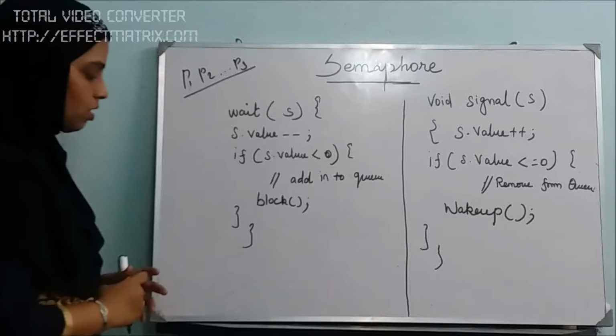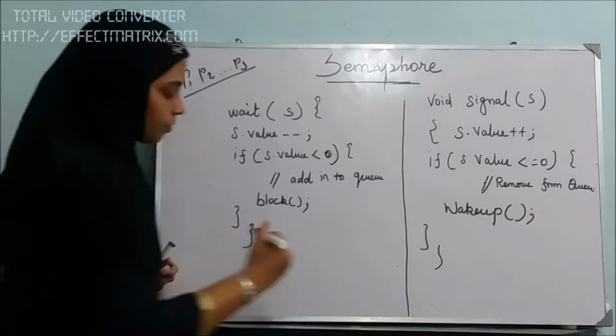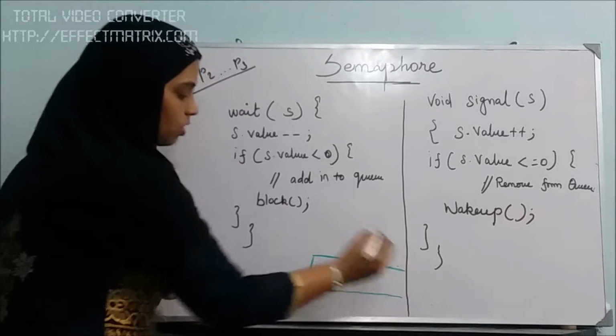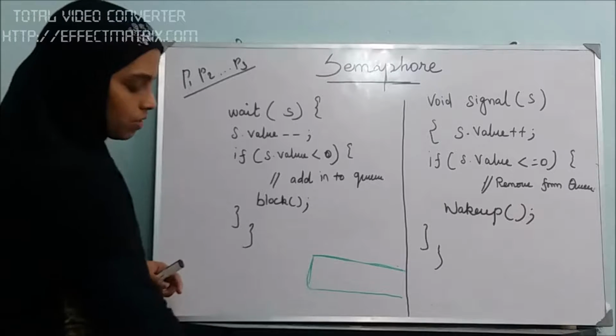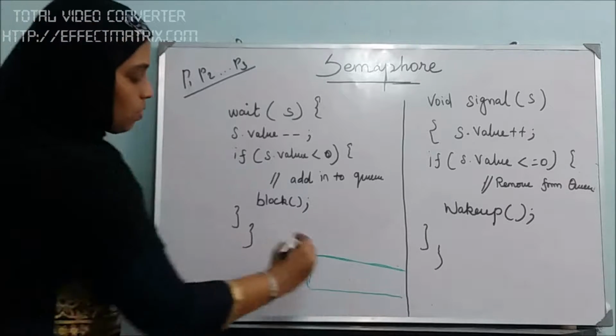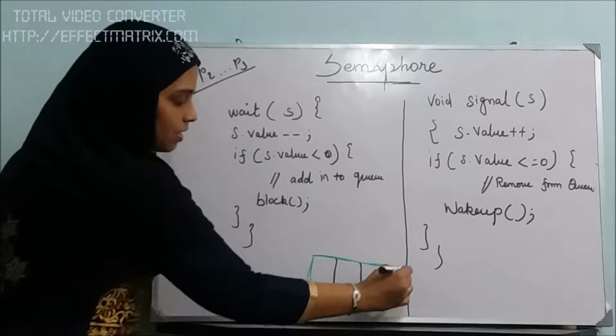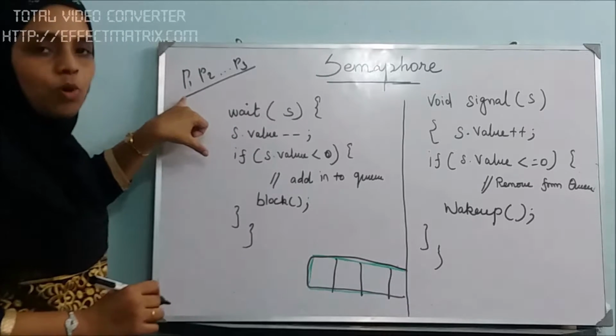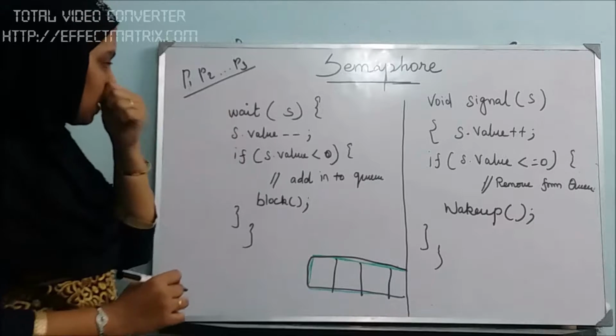So what is the procedure? Now I am maintaining some queue. So what is the need of this queue? This queue acts as a waiting queue. In this waiting queue, I place some processes inside the queue. Now first the process P1 executes the critical section.